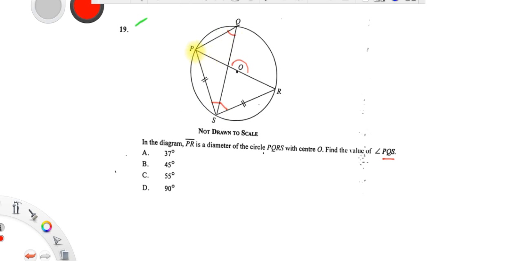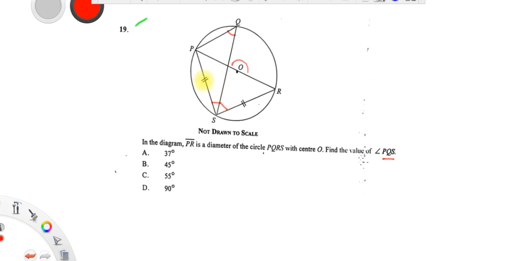And this arc PS is forming the same angle. Have you seen? If you are standing here, you come to this and you stand here, you go here. So if you're able to know this, you'll be able to know that quickly, guys. We know that this is 90.